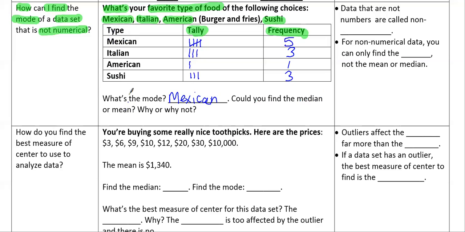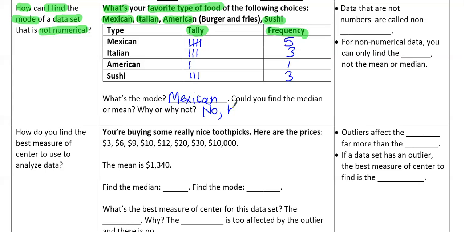What about the mean? Oh yeah, you could find the mean. We just add them all together and wait, you can't add these numbers together because they aren't numbers, they're words. These numbers right here are not numbers in the data set. When we asked each person, for instance, what's your shoe size? They would say a number. When we're asking them their favorite type of food, they're just saying Mexican, Italian, American, or sushi. Those aren't things we can add together. So could you find the median or the mean? No. And the reason is, why or why not?